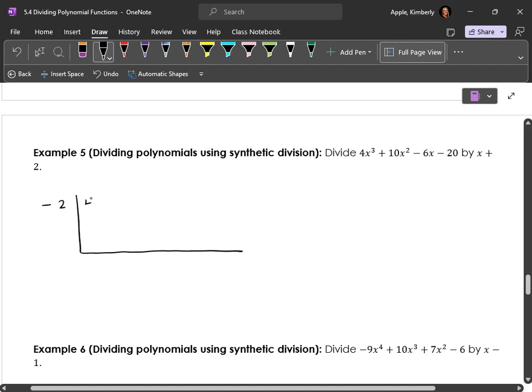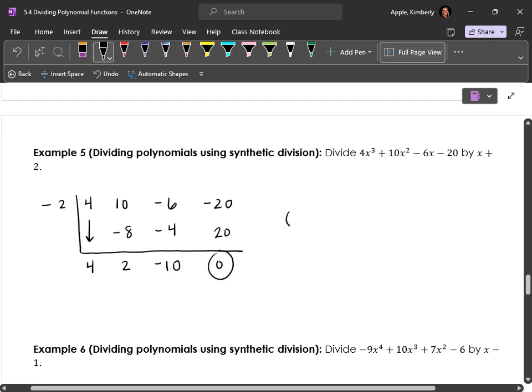And so this would be 4, 10, -6, and -20. So we're going to go again. This will be 4. This will be -8, which will give us 2. This is -4. That's -10. And this would be +20. Notice there's a remainder of 0.